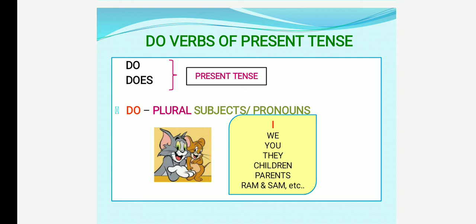So when a sentence begins with one of these subjects, to convert it into a negative form, we must add the helping verb do plus not.